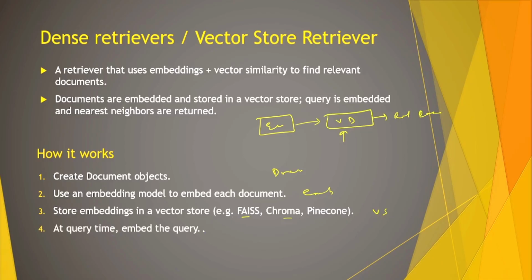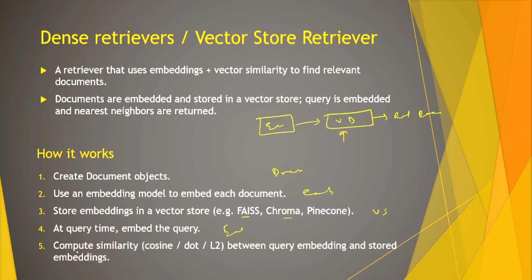Fourth, at query time, embed the query. Then the query gets embedded. Now finally compute a similarity search using cosine, dot, or L2. These are the techniques to perform the similarity operation between the query embedding and the stored document embeddings. Between these two embeddings, perform similarity search and finally return top K documents. This is our dense retriever or vector store retriever.